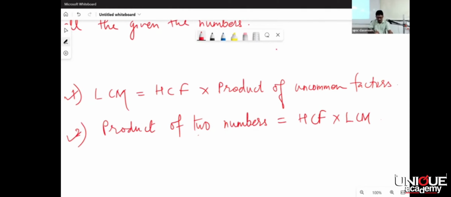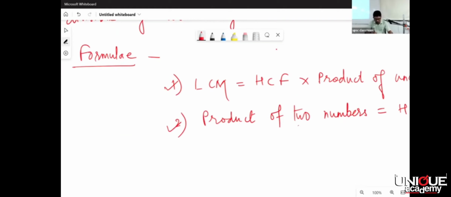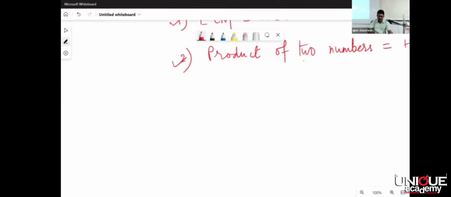Right now, you should remember only one thing: this second formula is applicable only when there are how many numbers? Two numbers. So that is the formula point of view. These are only two formulas. Is it clear? Now I would like to give you methods.